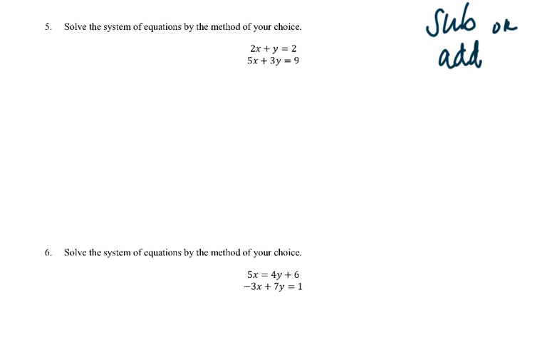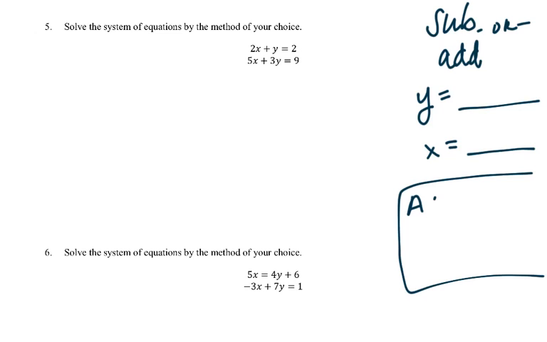When you look at the system that you're provided with, you have to determine which method would be best for you to solve it. My general rule of thumb is that if I have something that's easily rewritten as y equals something or x equals something, I like to use substitution. If both equations are already in the ax plus by equals c standard form, I like to use the addition method, or elimination method.